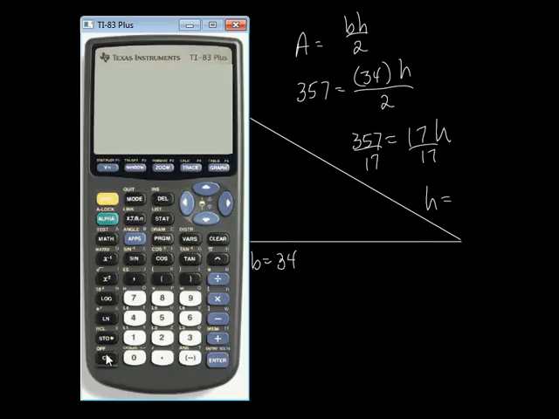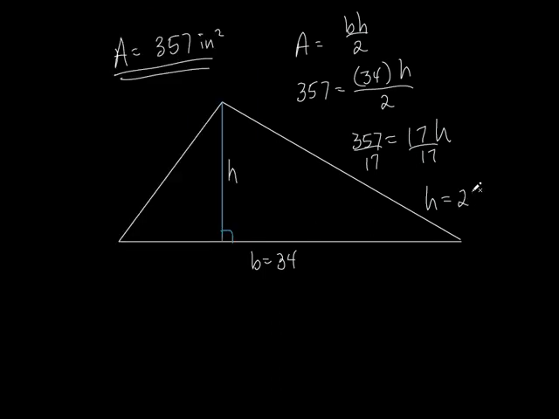I just happen to have a calculator here. So it's 357 divided by 17, and that comes out to 21. How about that? 21. And that's how tall the height is. If that's inches squared, it's 21 what? Inches. Well, the height's not squared. The height's just in inches. So that would be 34 inches, and that would be 21 inches.